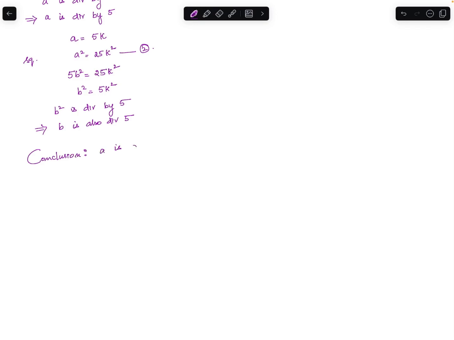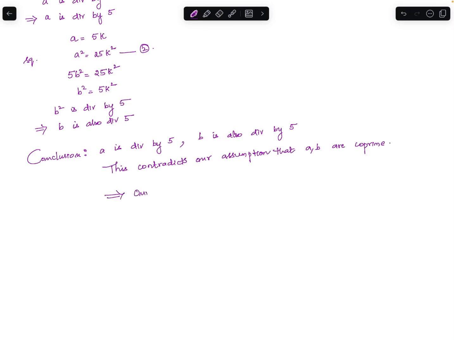Let me write the conclusion. a is divisible by 5, b is also divisible by 5, which means apart from 1, there is another number, 5, which is common in both a and b. So now this fact is contradicting our assumption. This implies that our assumption is wrong. That is, the assumption that root 5 is a rational number is wrong. Therefore, root 5 is irrational.